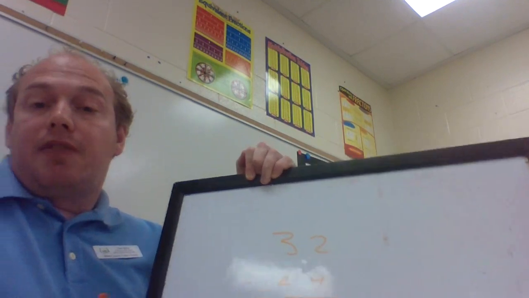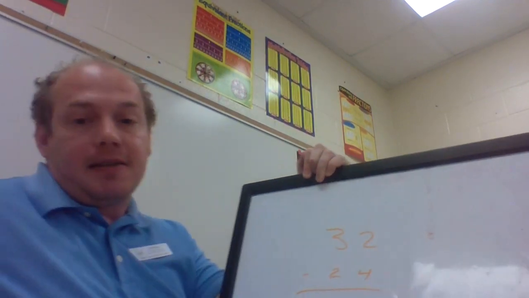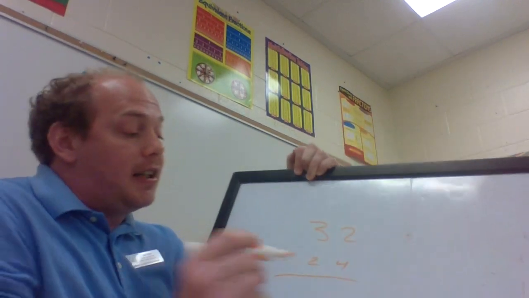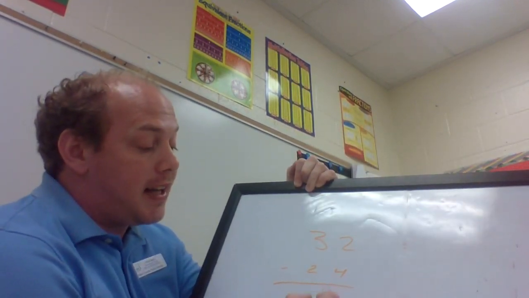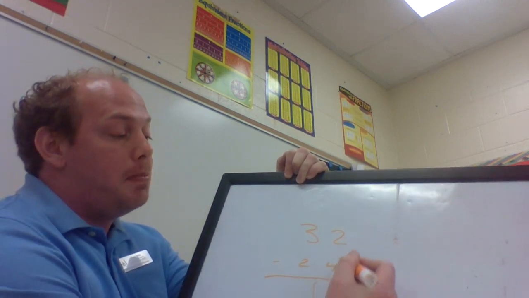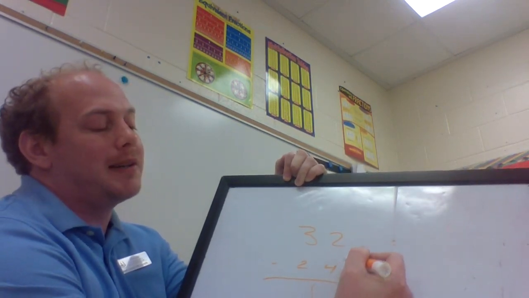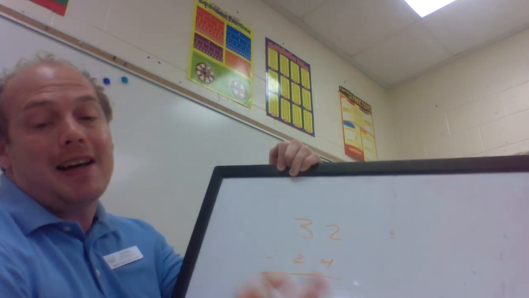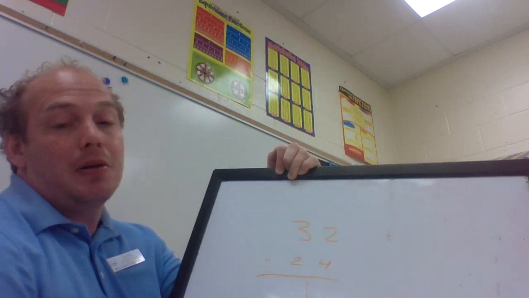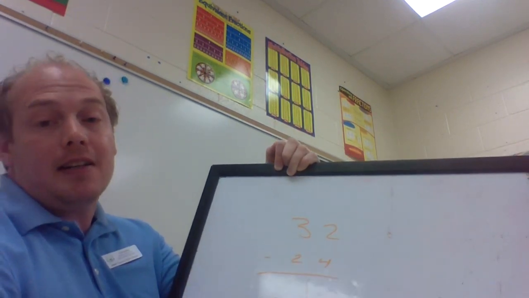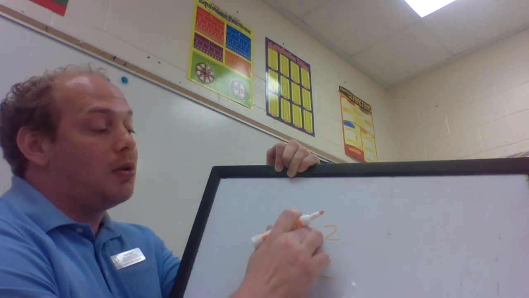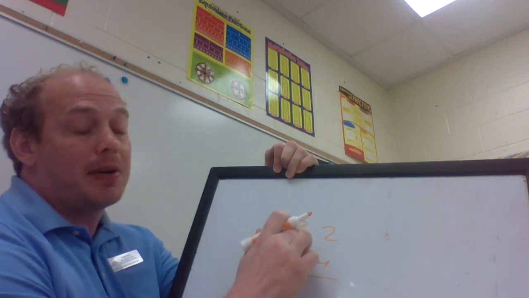So what's the first question we ask ourselves, guys? The first question we ask ourselves, starting on this side, is the top number bigger, or is the bottom number bigger than the top number? And the answer is yes. 4 is bigger than 2. So what do we need to do? For this 2, we need to go next door to our neighbor, 3.